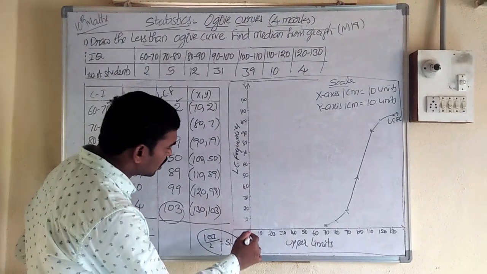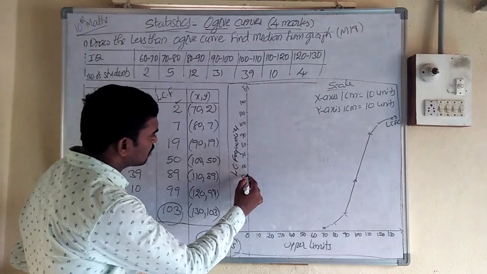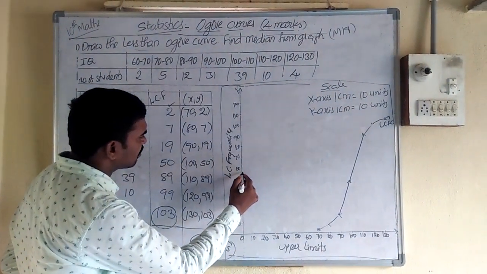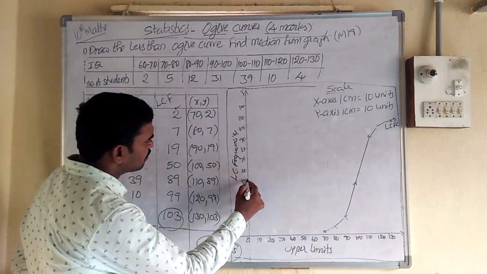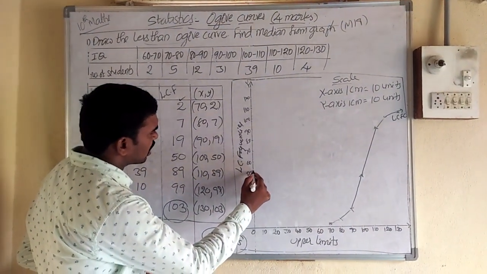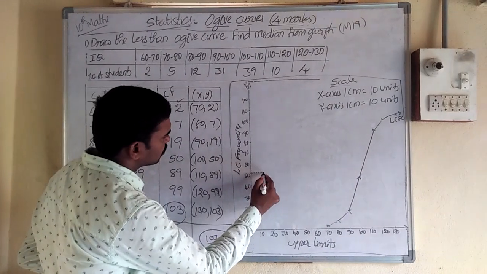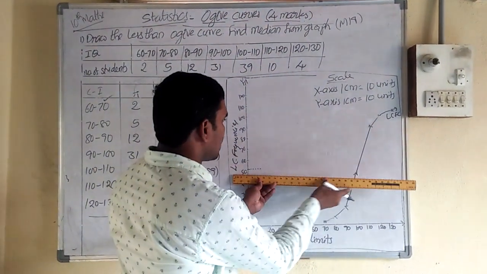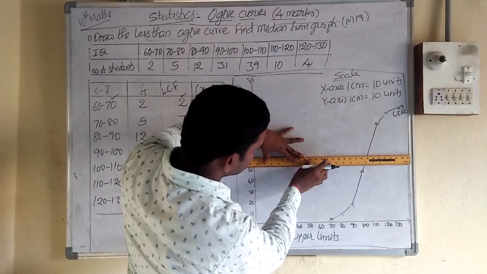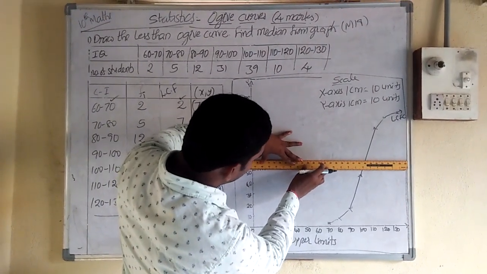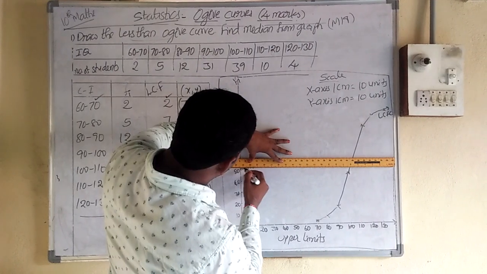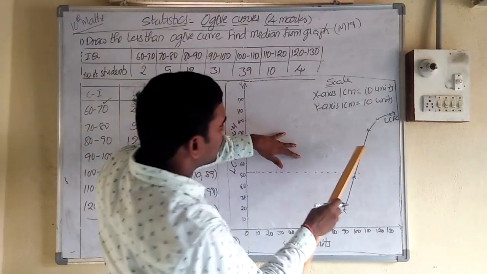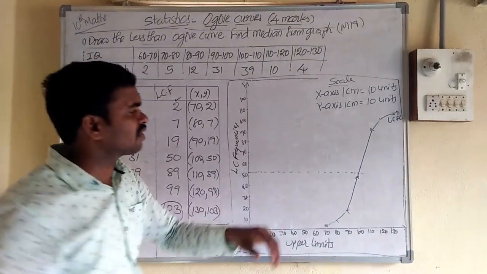So where is 51.5 on the y-axis? Here it may be 51, next 52, next 53, 55, and so on. Between 50 and 51, so 50.5. So draw this line up to where it intersects the previous less than cumulative curve.